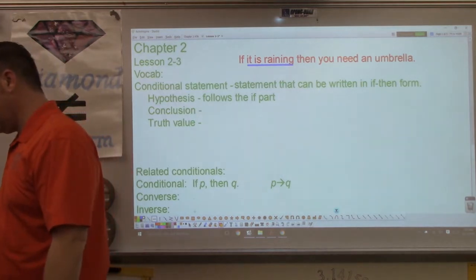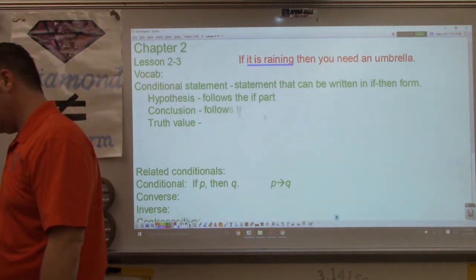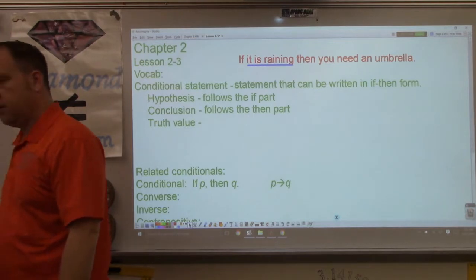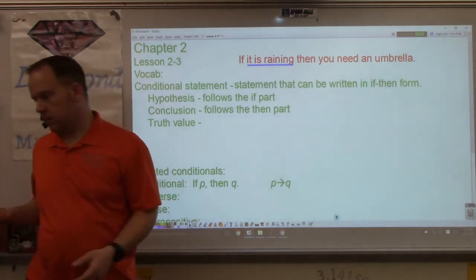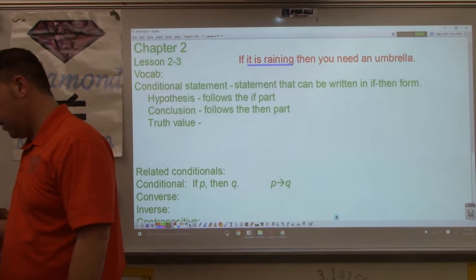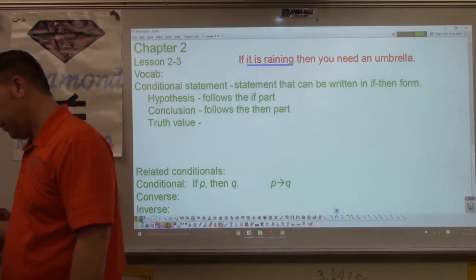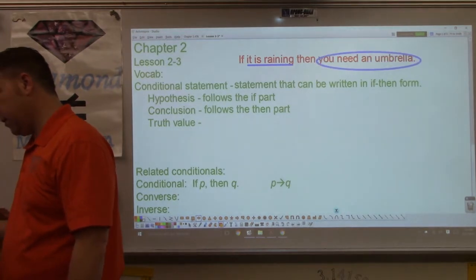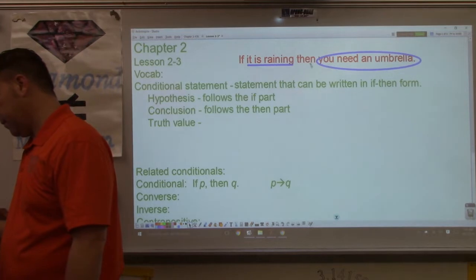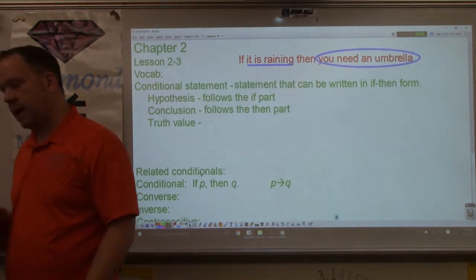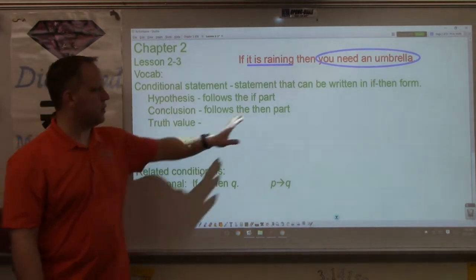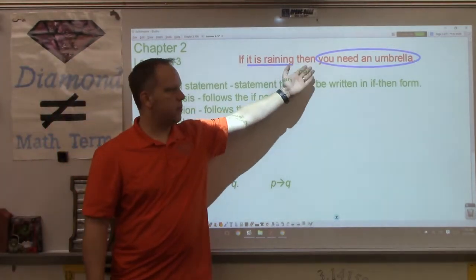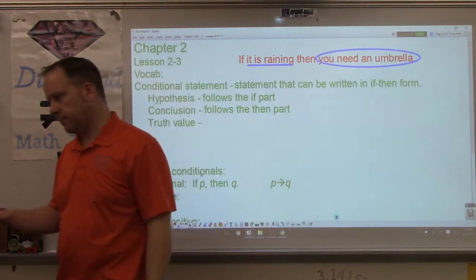So then the conclusion, of course, is the part that comes after the then. So in my sentence, my conclusion would be you need an umbrella. Again, just like the hypothesis, the conclusion does not technically include the word then, but all the words afterwards.